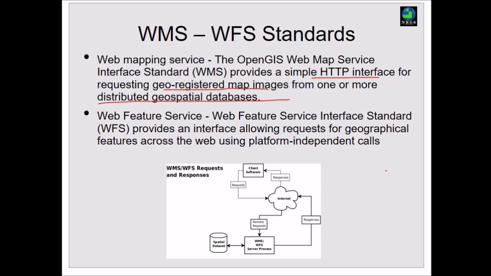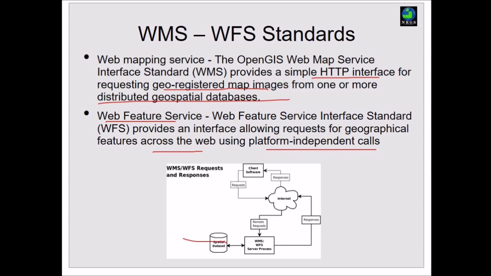So you can get the geo-referenced map data through the internet via some service which is called OGC web service. One of them is WMS and the other one is WFS. This Web Feature Service interface standard provides an interface allowing requests for graphical features, means features like point, line, polygon, to the web using this platform independent call. That is why we are talking about OGC, which is platform independent.